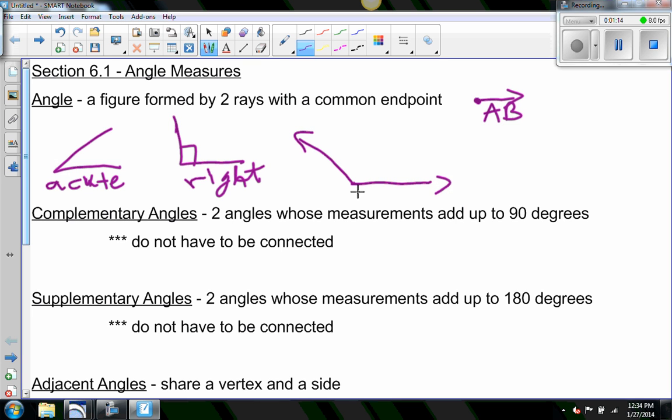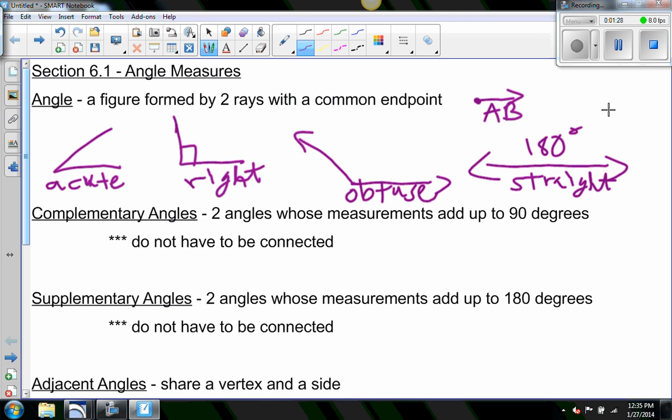This is an obtuse angle. Again, this should just be review. That's why I'm kind of flying through it. This is a straight angle, and it is 180 degrees. So an acute angle would be less than 90, looks like it's closing. An obtuse angle would be more than 90, because it looks like it's opening up.